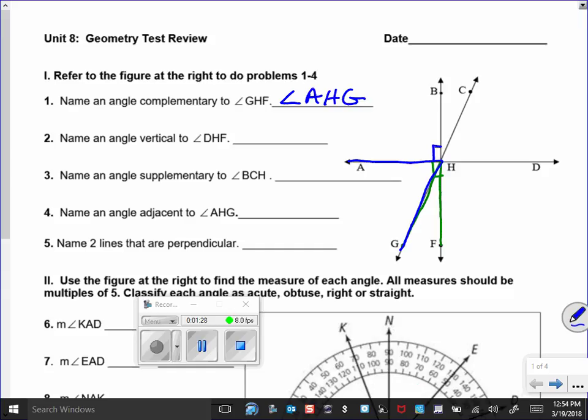And yes, I did change a couple of these questions. I know this looks like your homework and some of the questions are the same, but I did change a couple. So make sure you're paying attention as you do your homework.